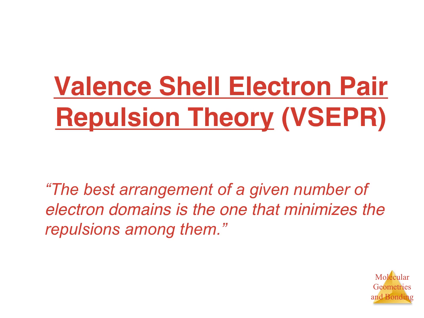Valence shell electron repulsion theory. This is the best arrangement of a given number of electron domains. This is the one that minimizes the repulsions. Okay, that's what happens actually in nature, so the structure that we can predict is based off of that same theory. We're going to minimize repulsions.